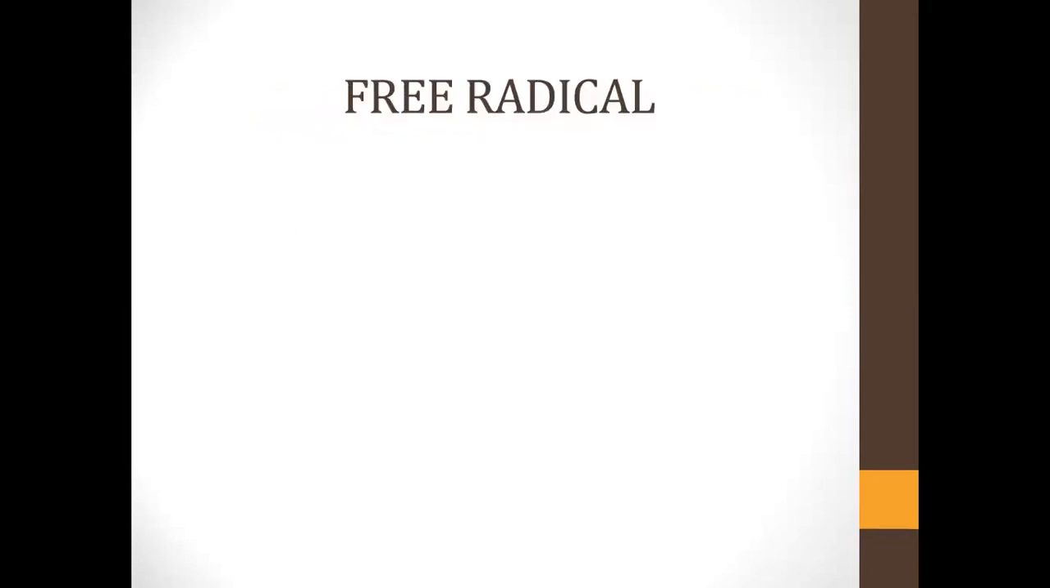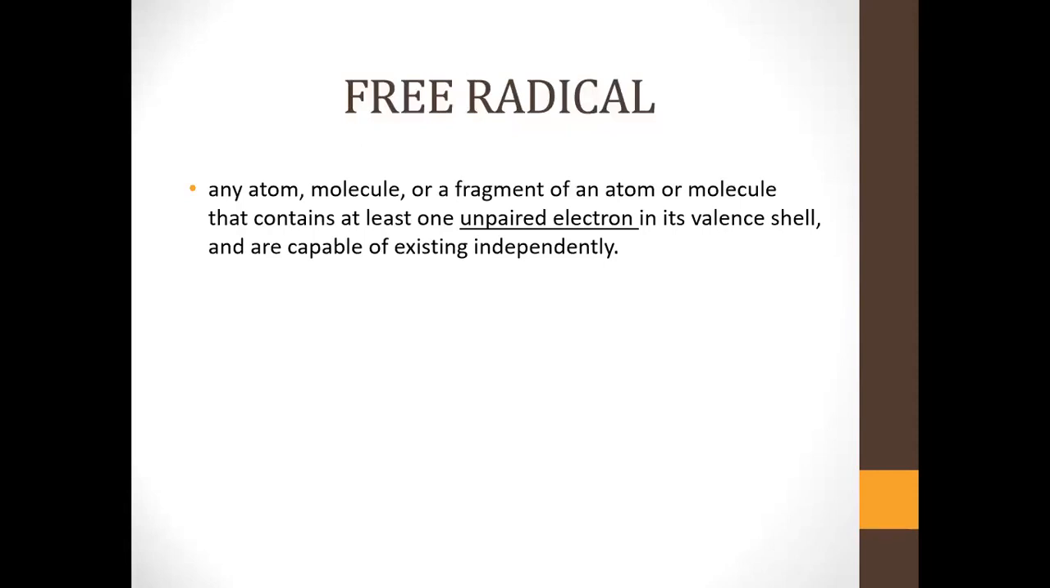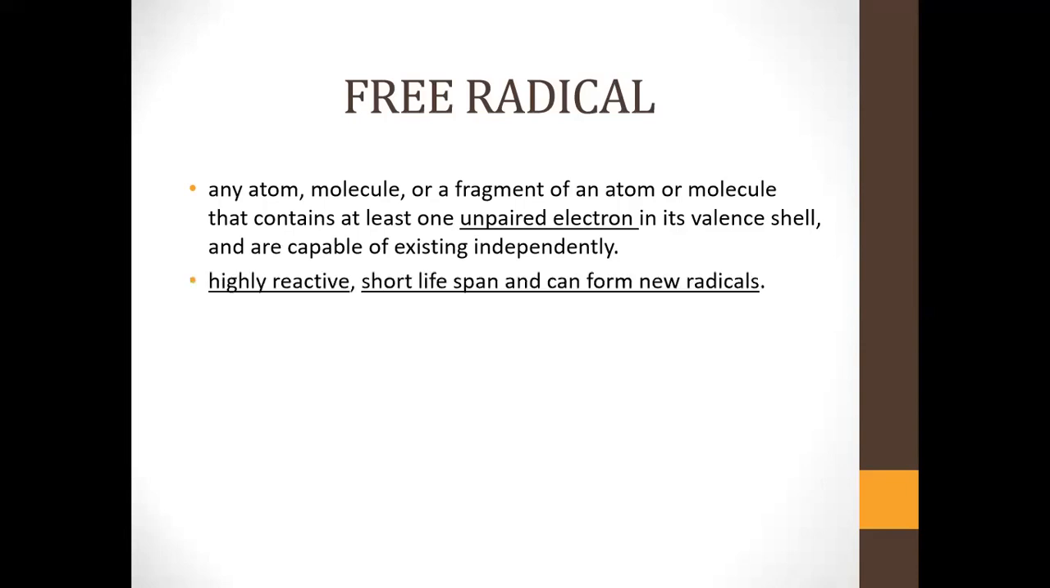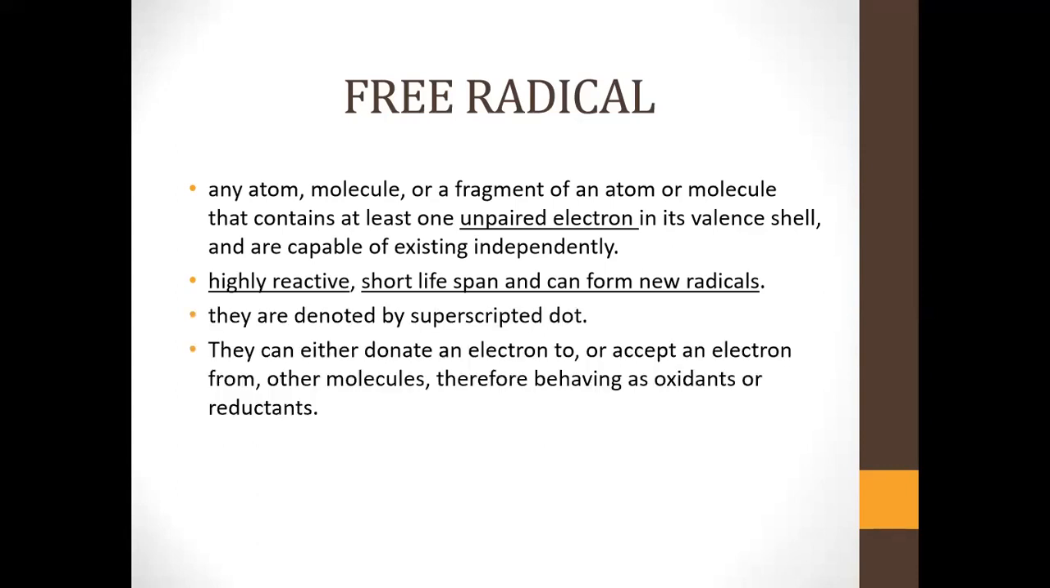What is a free radical? An atom, molecule, or a fragment of an atom or a molecule that contains at least one unpaired electron in its valence shell and is capable of existing independently. It is highly reactive with a short lifespan and has the ability to form new radicals. While doing so, it can damage many cellular components. They are denoted by a superscripted dot. They can either donate an electron to or accept an electron from other molecules, therefore behaving as oxidants or reductants, respectively.